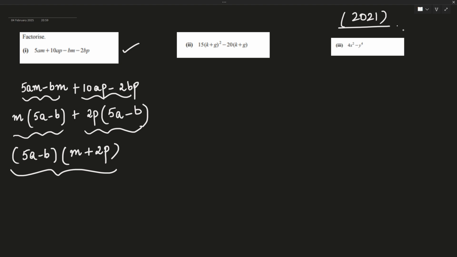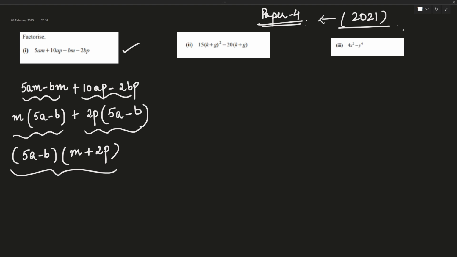Okay, now we'll go to the next question. These questions have appeared in your 2021 paper 4, so we are discussing those questions right now. Now the second question is 15 into (k plus g) whole square minus 20 into (k plus g). Now we just have to look at what other things we can take common from this. So first of all, we know that we can take k plus g as common, because in the first term it is (k plus g) whole square, and in the second term it is k plus g.